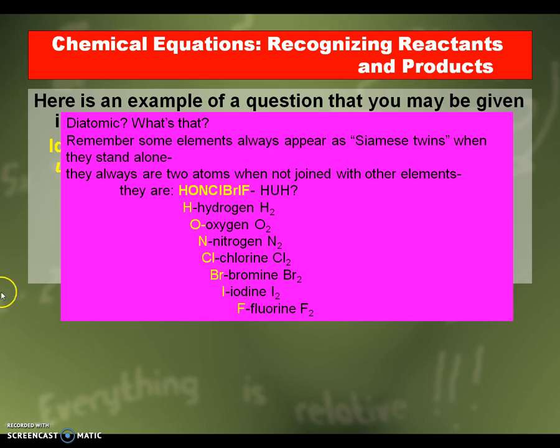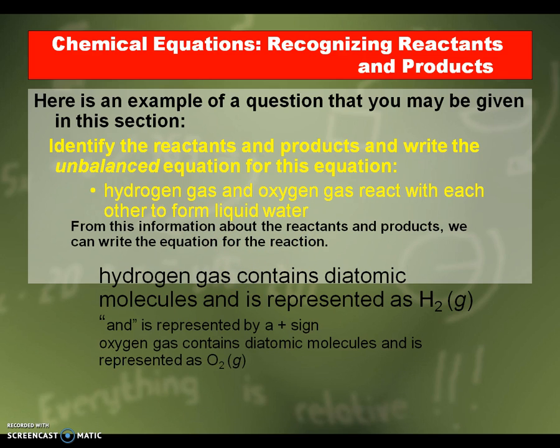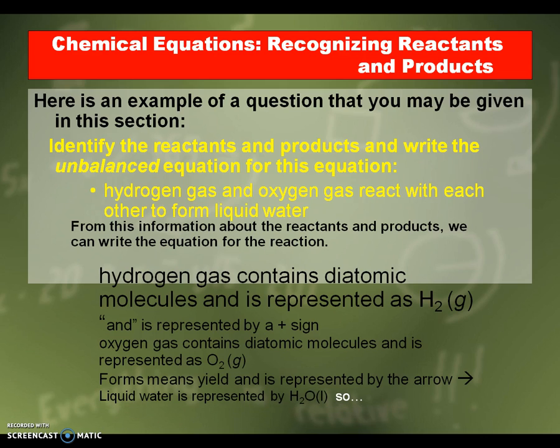And I came up with the mnemonic called Hankelbreath, which means hydrogen, oxygen, nitrogen, chlorine, bromine, iodine, and fluorine stand alone as Siamese twins in a chemical equation. So always include that subscript of a 2. And is represented by a plus sign. Oxygen gas contains diatomic molecules and is represented as O2. Form means yield and is represented by the arrow. Liquid water is represented by H2O.